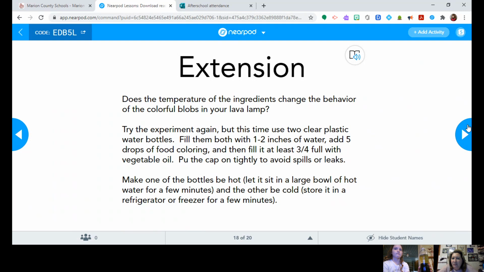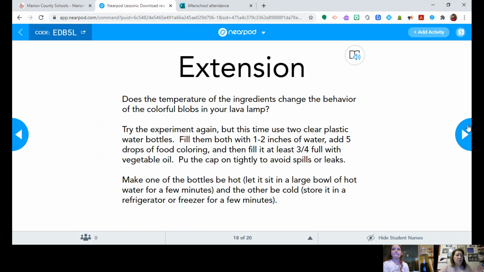These are some extensions you can do later if you want. Find out if the temperature of the ingredients changes the behavior of the colorful blobs in your lava lamp. Do maybe hot water with your oil, and then really cold water with your oil, and see if it makes any difference. If you want to do an experiment later without me, try really hot water with your food coloring, then your oil, then your Alka-Seltzer tablet, then try really, really cold water and see if it makes any difference.